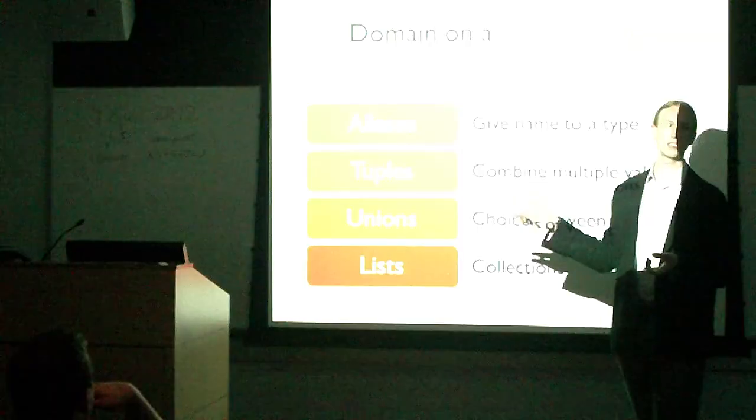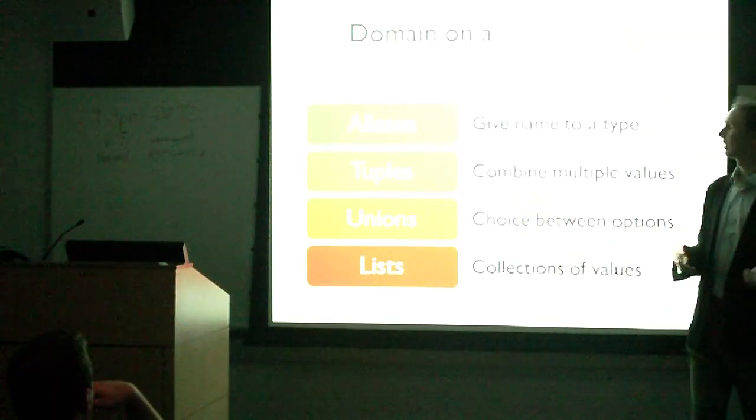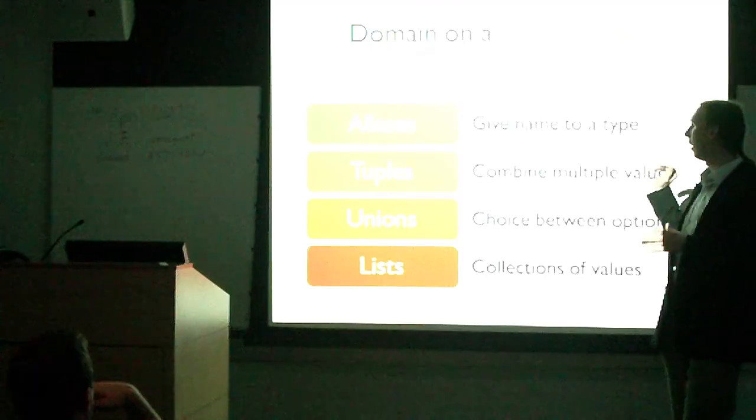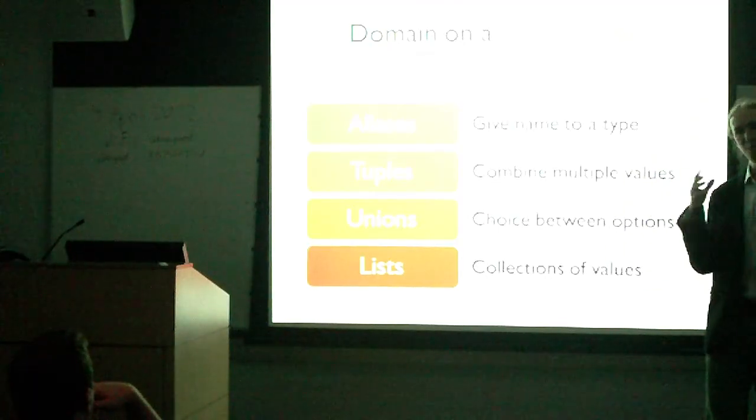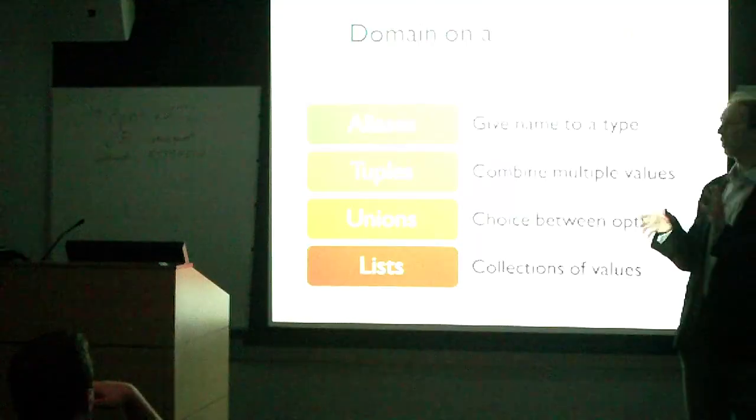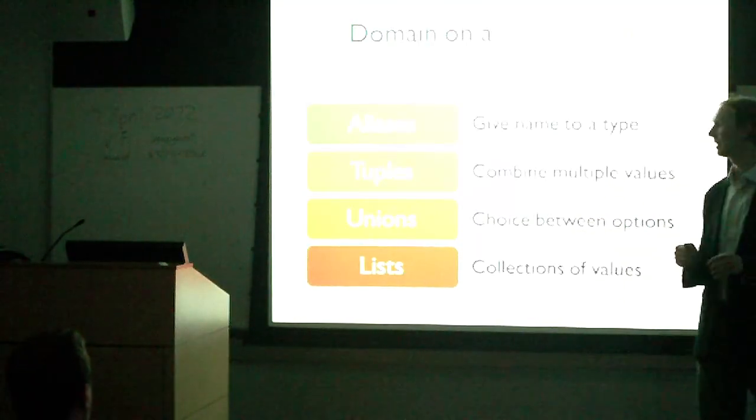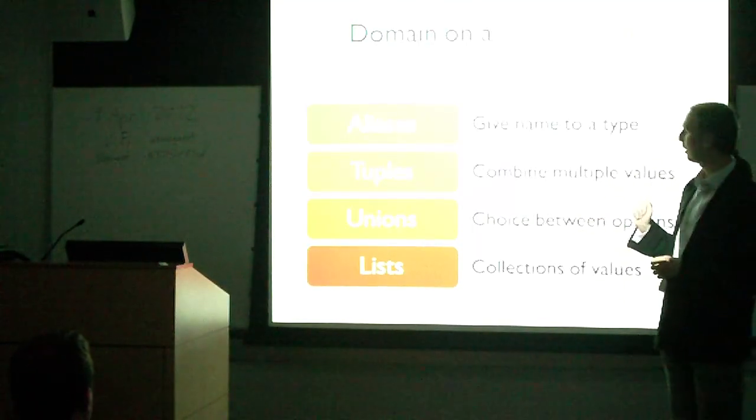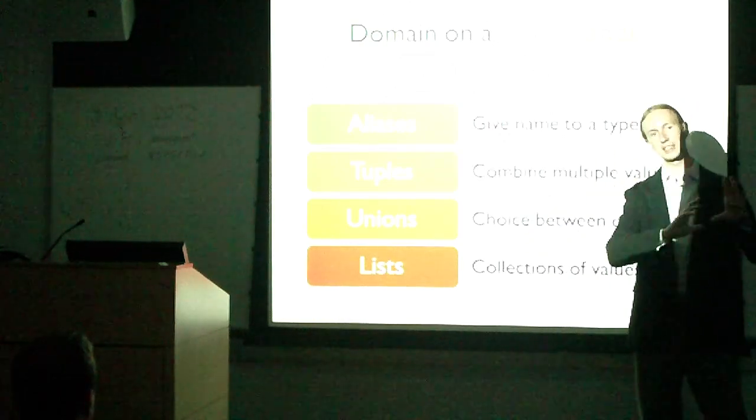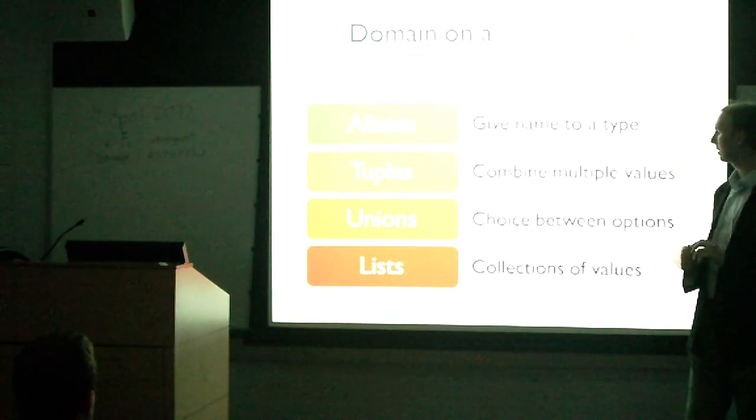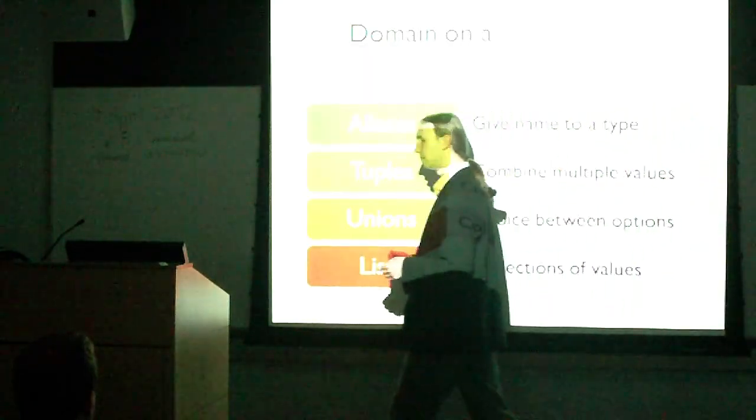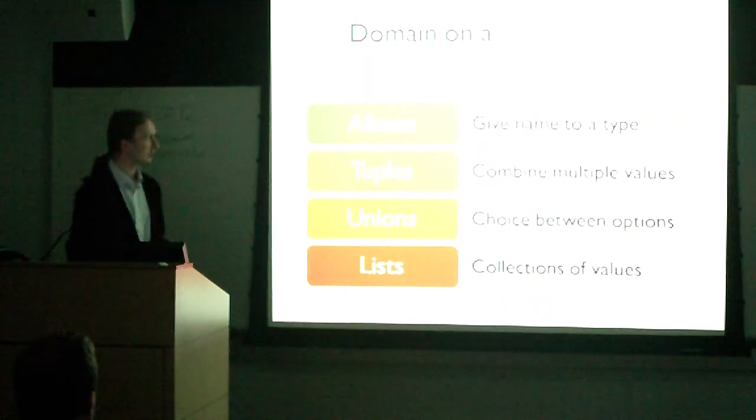I use tuples, or I could have used records, to combine multiple values. I'm starting with the simplest possible types to make the code simple. Just don't bother with all the complexity. So that's why I use tuples. I use unions to represent this case where you have multiple different options. And finally, lists are native F# collections.